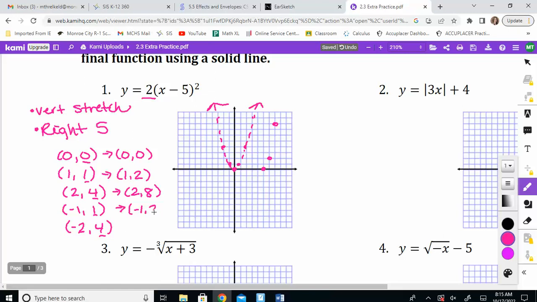And then we have our other points. So we would have -1, 2, right 5, -2, 8, and then take that right 5. Remember, if you have stretching and shrinking along with up and down, up and down needs to be the last thing you do.